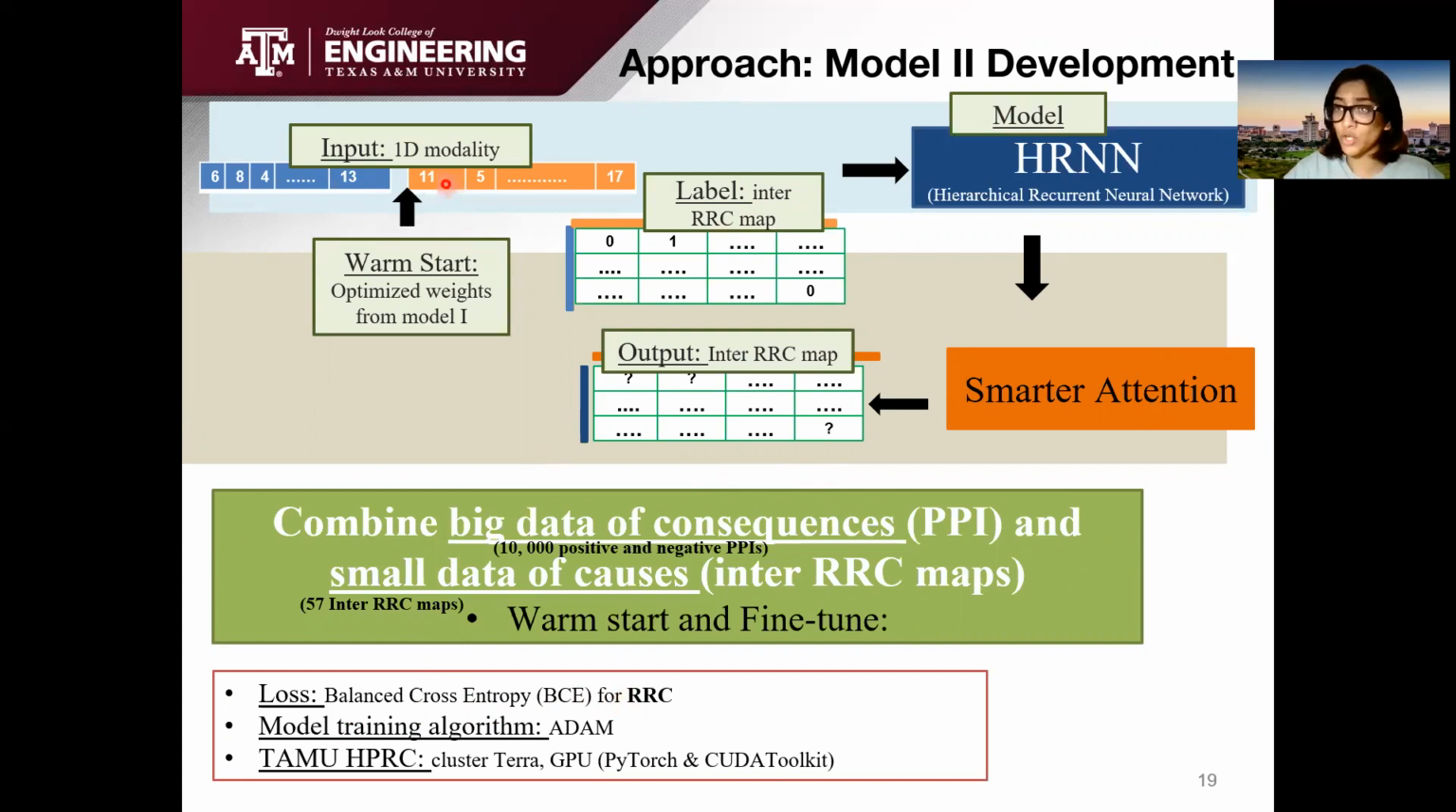Now how does model 2 combine this big data and small data? The embedding part of model 2 has been initialized by the optimized weights we got from model 1. This is also called warm start. We expect this warm start in model 2 somehow imprints the memory of the big data which was used in model 1. Later, using this inter-RRC map label, model 2 is trained and fine-tuned. Using this warm start and fine-tuning, this attention got smarter. Now it knows where to put the attention.